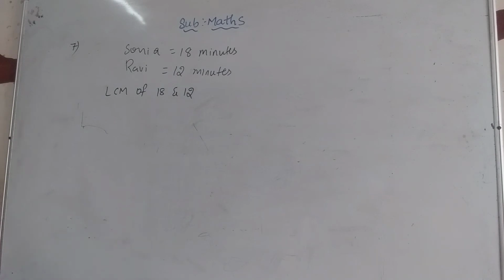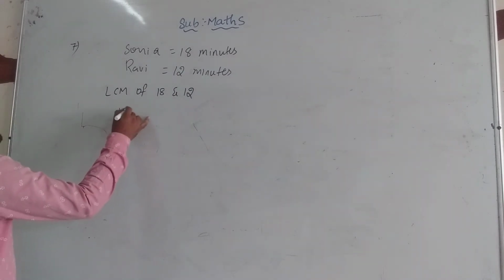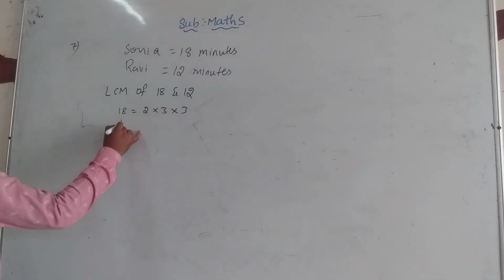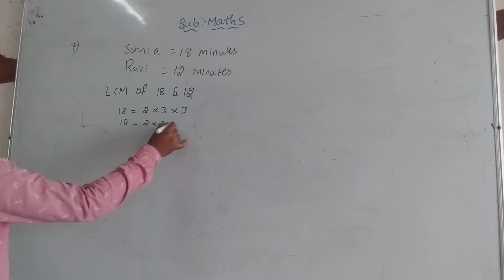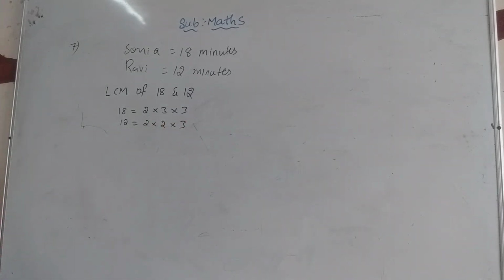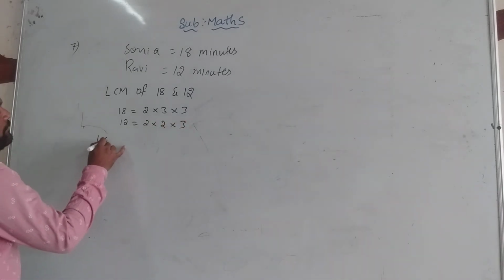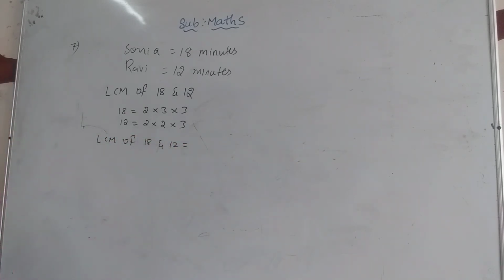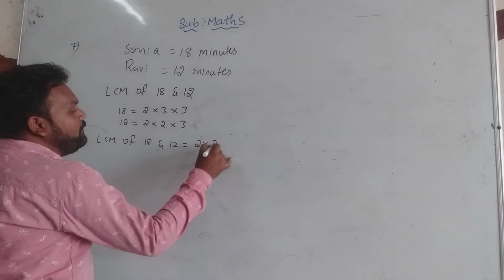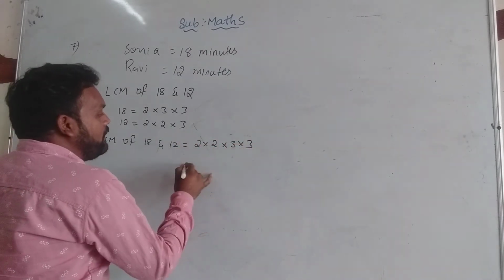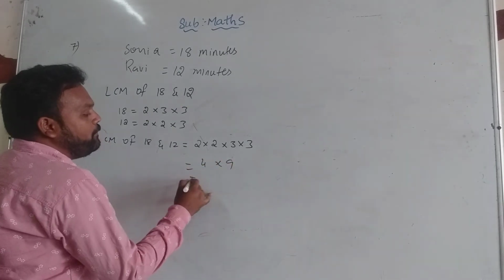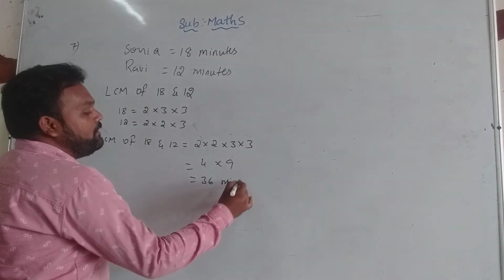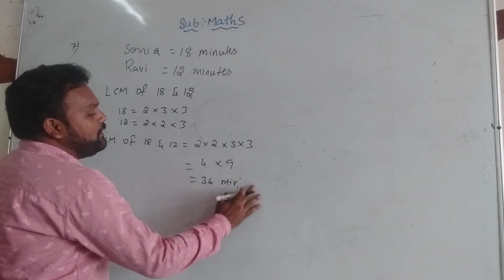Now, how can we write 18? 18 is 2 into 3 into 3, that is 6 into 3, 18. 12 can be written as 2 into 2 into 3, that is 4 into 3, 12. What is the LCM of 18 and 12? It is 2 into 2 into 3 into 3. 2 twos are 4, 3 threes are 9, 4 nines are 36. The LCM is 36 minutes.